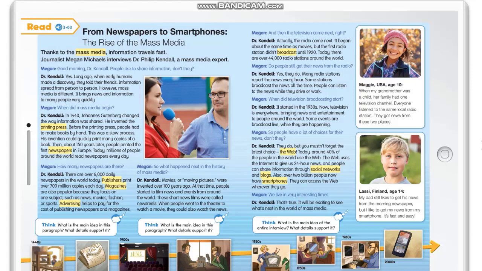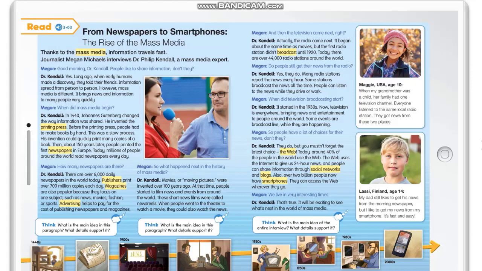When did television broadcasting start? It started in the 1930s. Now, television is everywhere, bringing news and entertainment to people around the world. Some events are broadcast live while they are happening. So people have a lot of choices for their news, don't they?